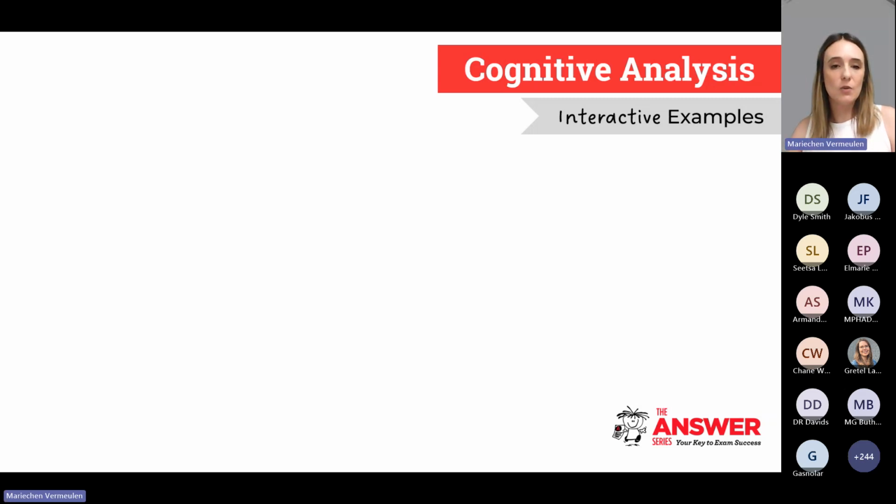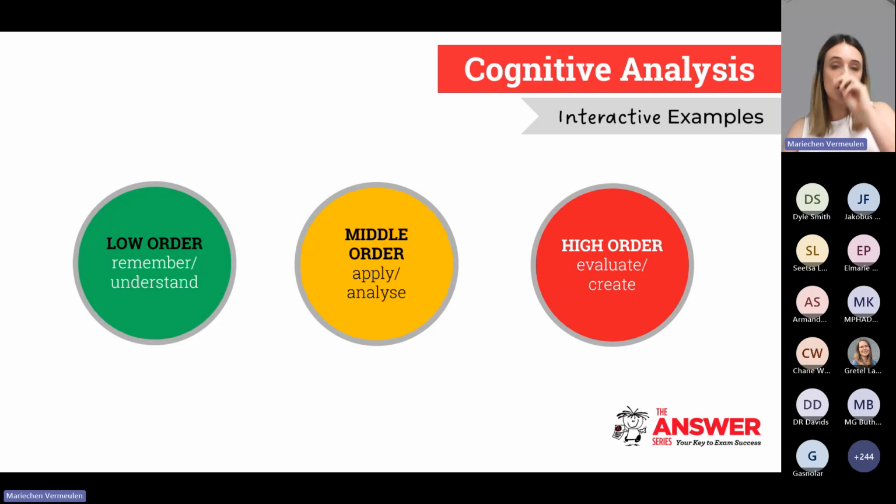What's going to happen now is that we're going to share a question on the screen, and I want you to decide what level of Bloom's taxonomy it falls under. Is it low: remember, understand; middle: apply, analyze; or high order: evaluate, create, synthesize?